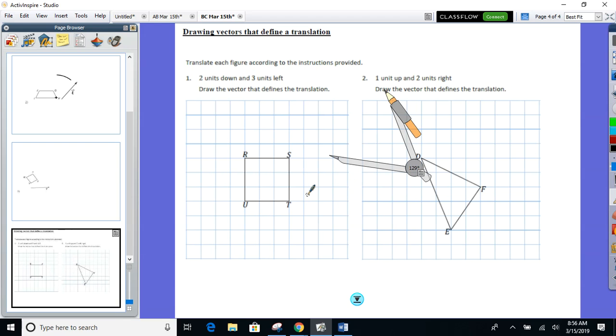So if you haven't done that already, that's the first job. Make sure you call it R prime, S prime, T prime, U prime when you do that. So go 2 units down, 3 units to the left. 1, 2, 3, 1, 2. Does anyone else still have to do this?